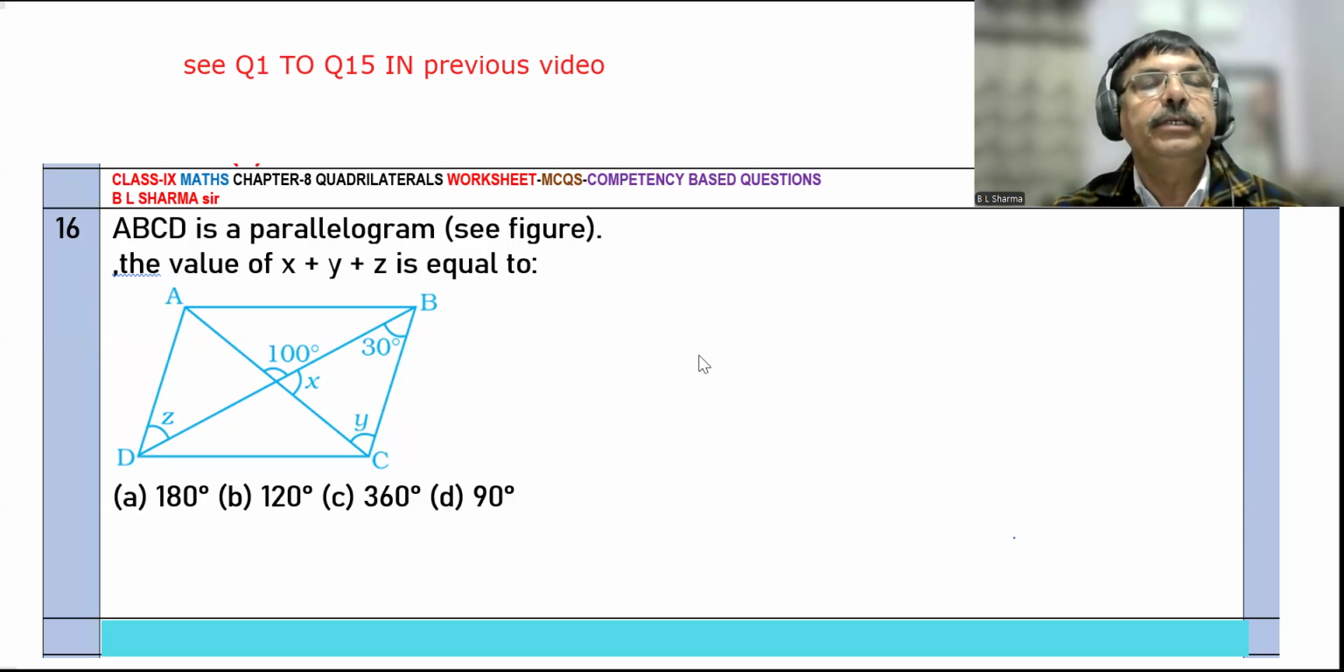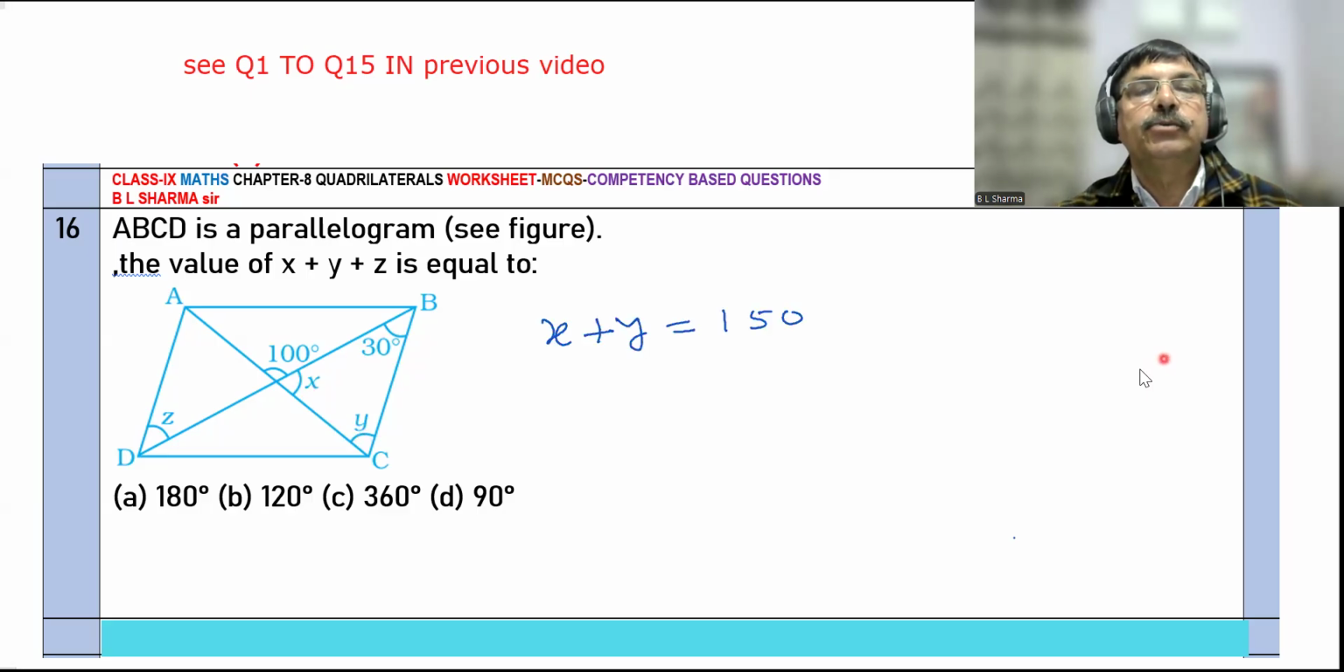ABCD is a parallelogram, see the figure, and determine the value of x plus y plus z. From this figure, you have to tell what the sum of x plus y plus z will be. We know the sum of three angles of a triangle is 180 degrees. So this angle is 30, so x plus y will be 150 degrees.